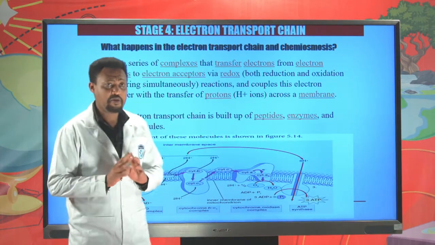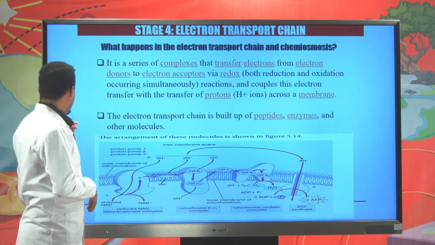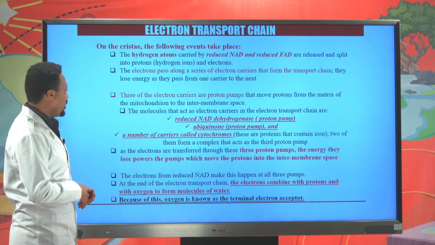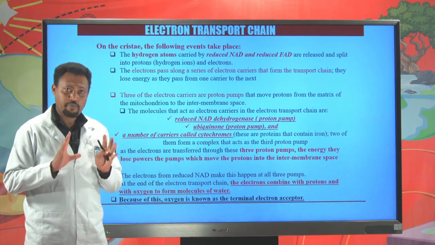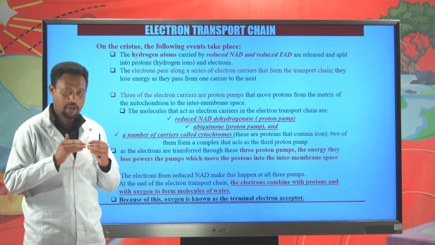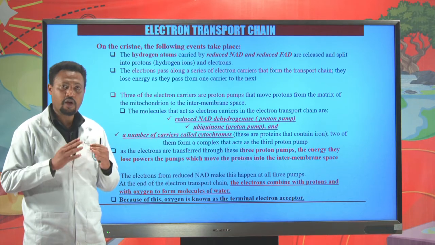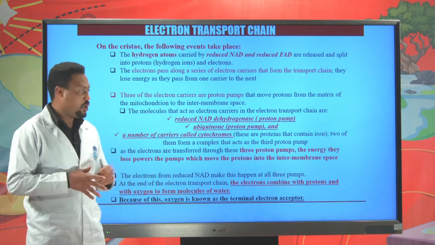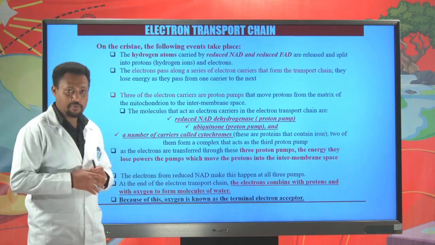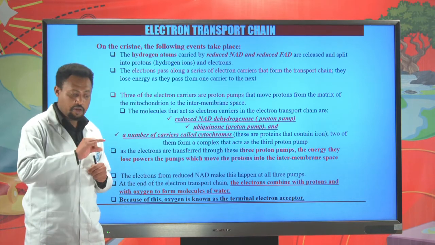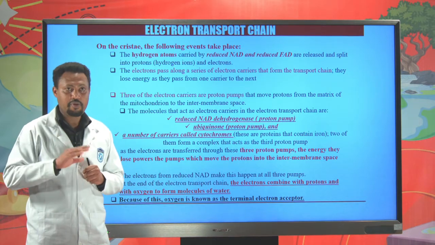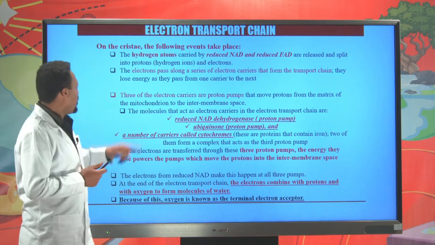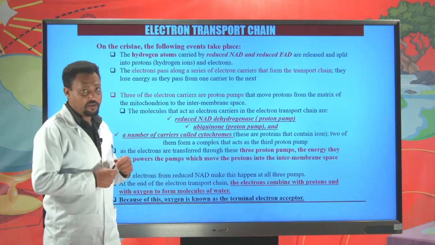I would like to summarize this with a very short sentence. In the electron transport chain, very complex events happen. Reduced NAD and FAD molecules are brought to the electron transport chain. And this complex of molecules found in the membranes of the mitochondria will receive the hydrogen atom.